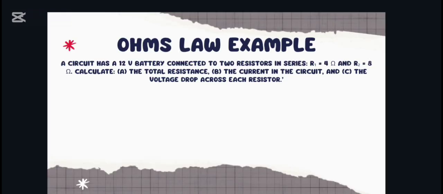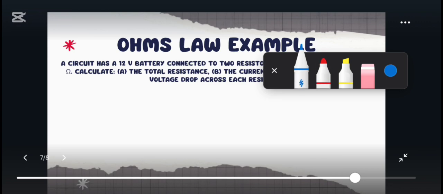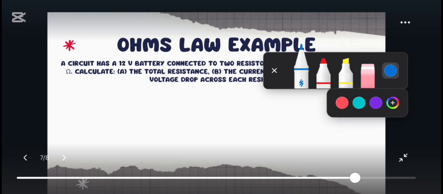So finally we have the Ohm's law example that says: a circuit has a 12 volt battery connected to two resistors in series. R1 is equal to 4 ohms and resistance 2 is equal to 8 ohms. What we have to do is, first, calculate the total resistance; second, the current in the circuit; and finally, see what is the voltage drop across each resistor.